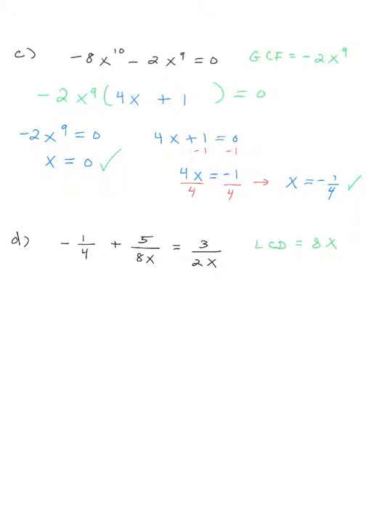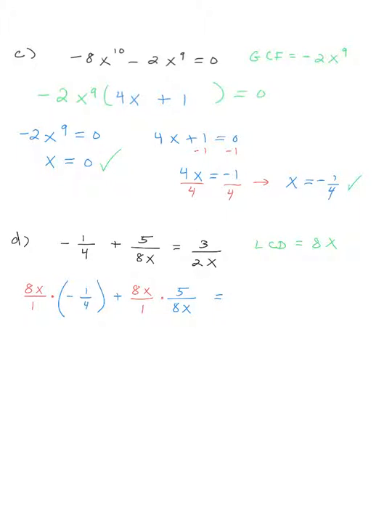This is the least common denominator. I'm going to multiply it to every single term within this equation. That is, you have 8x over 1 multiplied to negative 1 over 4. To that I add, again, I'm doing 8x over 1 multiplied to 5 over 8x.